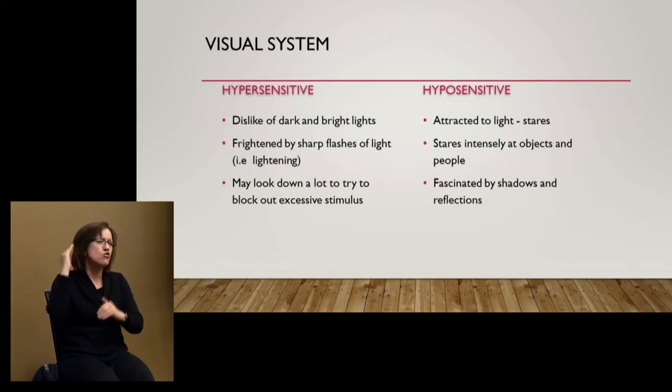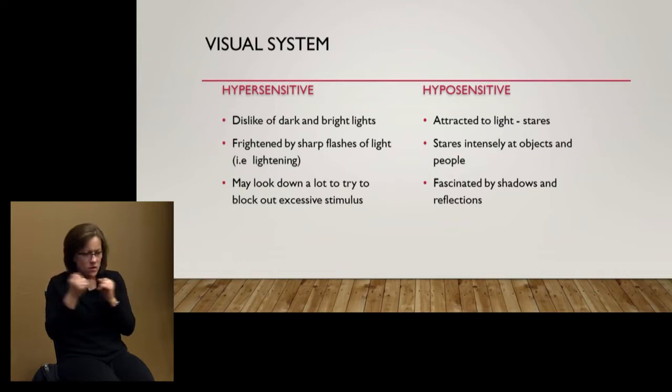Too much is coming in. I don't know how to handle that. Hypo is they're staring at the light, or getting this far away from the light. They're not getting the input that they need. They might stare intensively at objects or things. They might prefer things like lines, and they may actually like to run their eye along a lined surface. They might be fascinated by shadows and reflections.